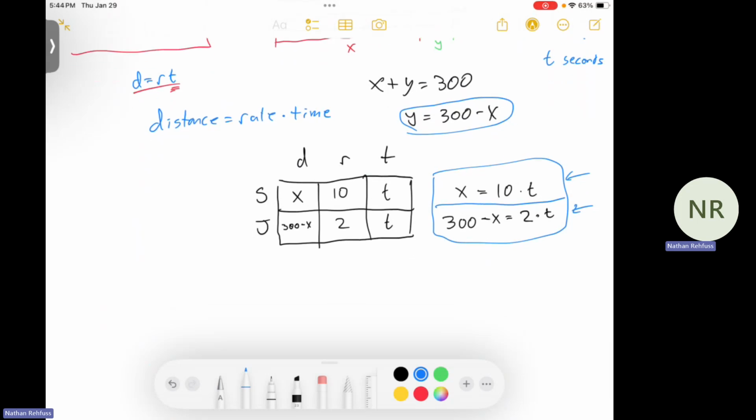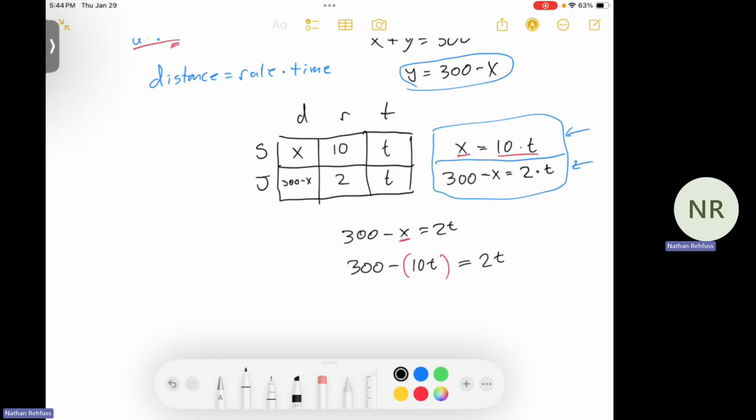So, x is 10 times t. That looks like a good candidate for substitution. X is already solved for. So we're going to take the other equation, 300 minus x is 2t, and proceeding on to finishing step 4 and getting into step 5, we're going to substitute x for 10t. This time I don't need the parentheses, not like last problem, but it's still a good habit to include them. If you don't need them, it doesn't hurt anything to put them anyway. We can just erase them in the next step.